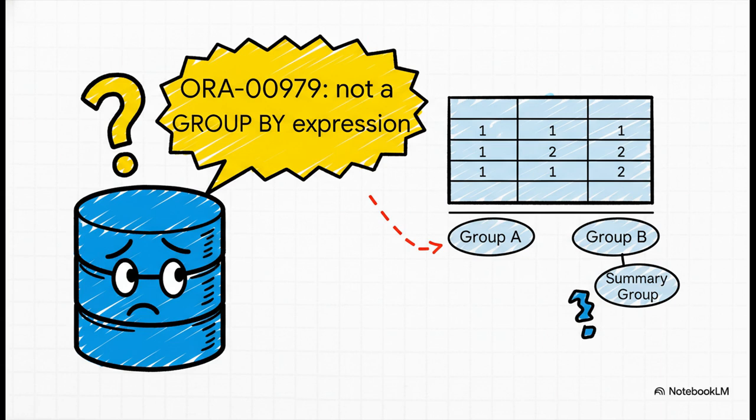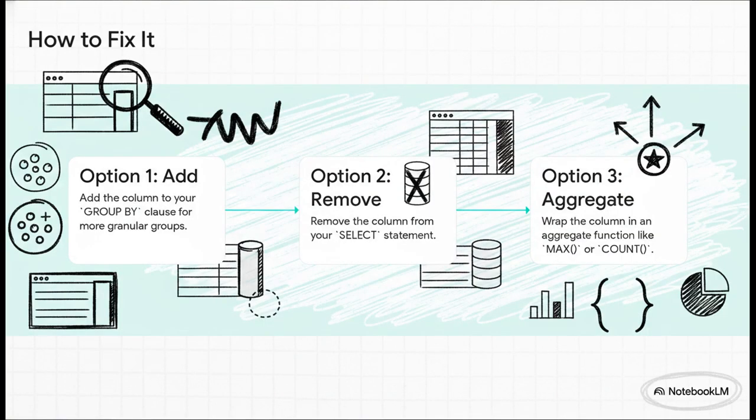It's looking at a group of, say, 10 rows and asking, you want me to show you the value from this column, but which of the 10 rows should I pick? It has no idea. So when the database has no idea which row's value to show you, you've got three ways out of this mess. One, you can add that column to your group by clause, which just makes your groups more specific. Two, you can just remove that column from your select list entirely. Or three, you can tell the database how to summarize it, like by saying, just show me the max value from that column within the group.